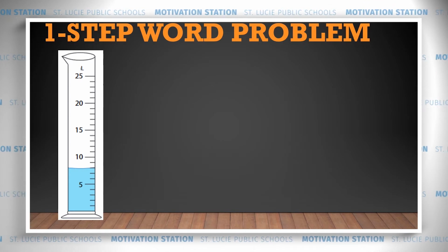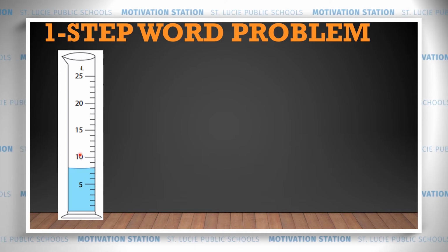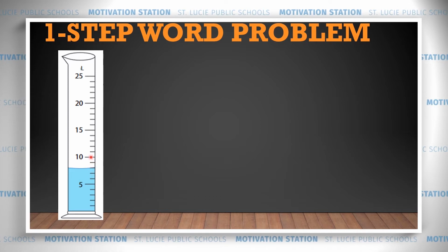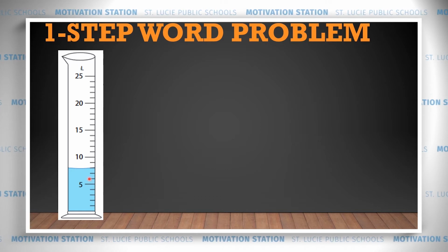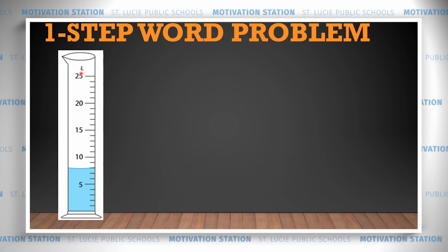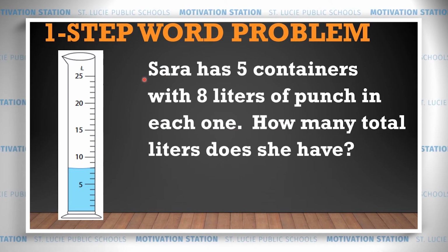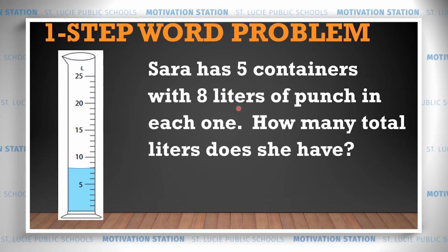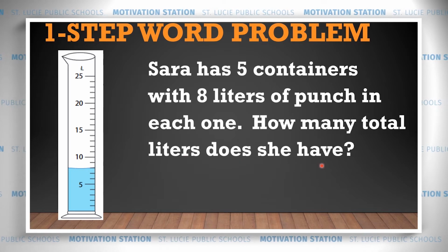Let's see what this one has. I see my picture. It's got 5, 10, 15, so it's counting by 5s. And then there are 5 lines, so it's counting by 1, so 5, 6, 7, 8. I see a graduated cylinder with 8. Oh, this says liters in it. That's bigger than a milliliter. Let's read the question. Sarah has 5 containers with 8 liters of punch in each one. How many total liters does she have?